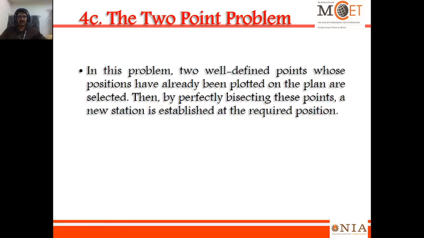Next is the 2-point problem. In this problem, two well-defined points whose positions have already been plotted on the plan. So with the plan only we are going to determine the third point. The already drawn plan or map will be the drawing sheet for this. Then by perfectly bisecting these points, a new station is established at the required position.